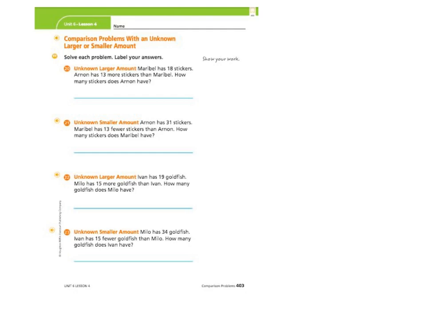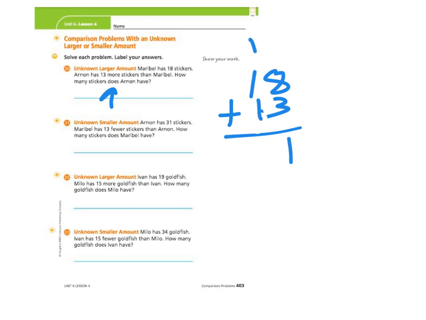So Maribel has 18 stickers. Aaron has 13 more stickers. How many stickers does Aaron have? So if Maribel has 18, but Aaron has 13 more than her, you have to recognize that the equation is going to be 18 plus 13. So 8, 9, 10, 11. I'd have to carry that 1 or regroup it into the tens. So 31 stickers.